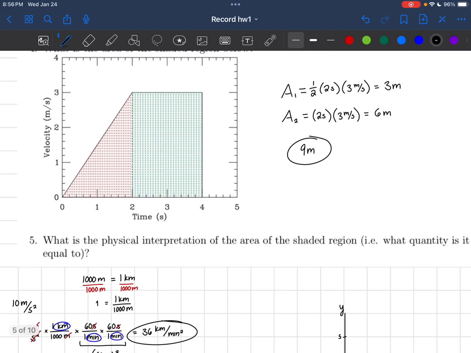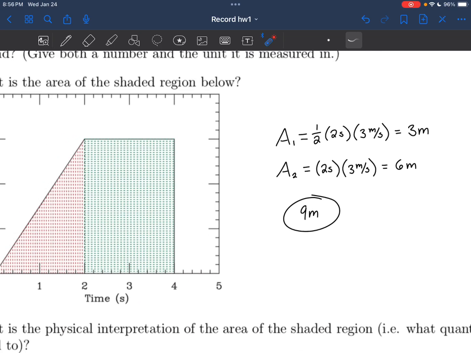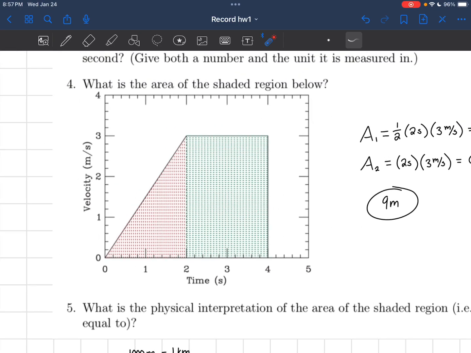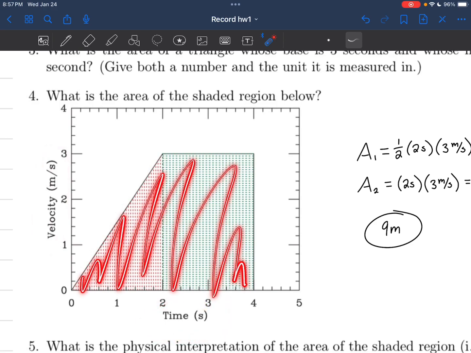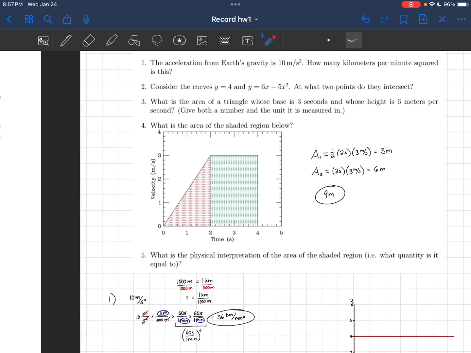Okay. Now it's asking us what is the physical interpretation of the area of that shaded region. Well, our hint is in the units, right? Meters is a unit of length, right, or distance? So my velocity versus time graph, I take the area under the curve, and it gives me my total displacement, how far I've traveled, right?